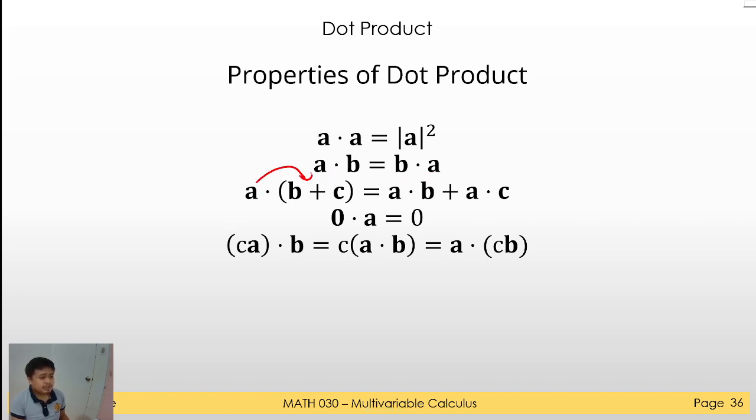And then we have the distributive property, we have the zero property, and then we have still the distributive property, but with a scalar. So assuming here that C is a scalar, not a vector, then we can also use it. There is a commutative property of this dot product. Just to be familiar with the notations, if it is in boldface, it is a vector. If it is not in boldface, then it is a scalar or a number.